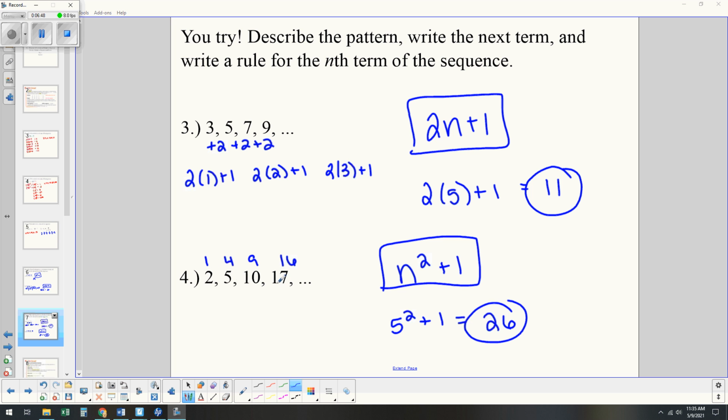And in number 4, adding didn't work and multiplying didn't work. But again, these are numbers really close to perfect squares, right? 1, 4, 9, 16. So all of the numbers in my pattern here are 1 more than a perfect square. So this one would have been n squared plus 1. So if I did 5 squared plus 1, I would have gotten 26.